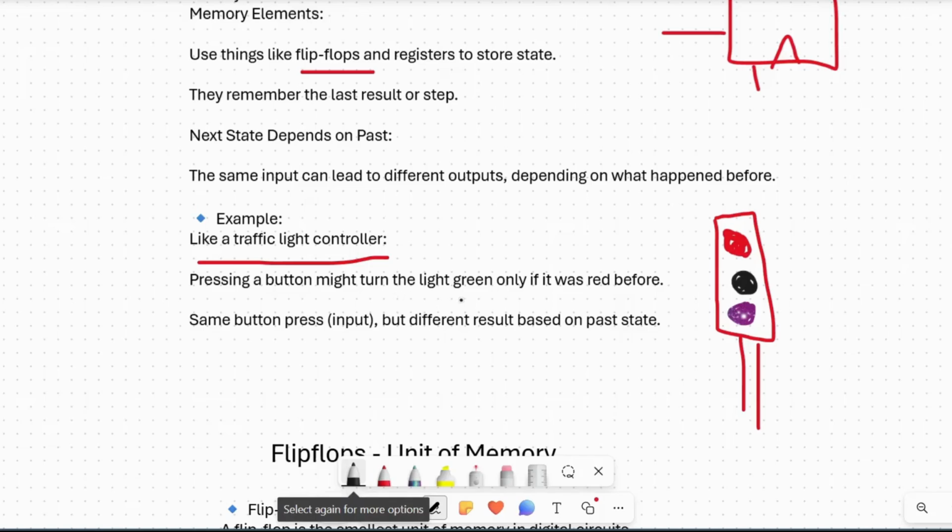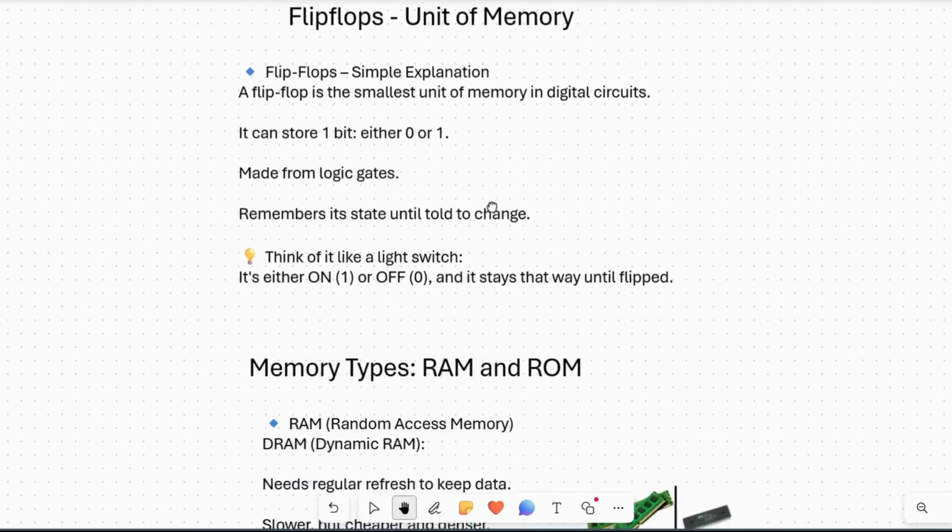Pressing a button might turn the light green only if it was red before. If we have red, then after that we get green, otherwise we don't get green. And if we have green or black, then we get red. So that's the way it works. Same button press but different result based on past state. So it analyzes the previous data to get the present output.